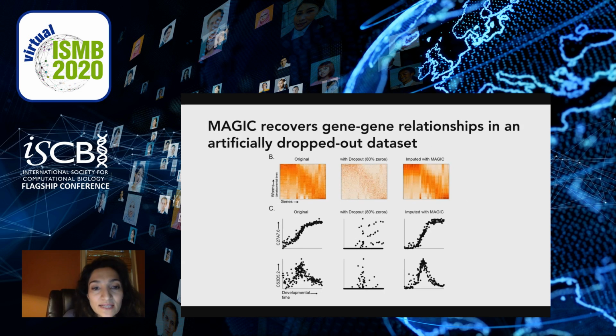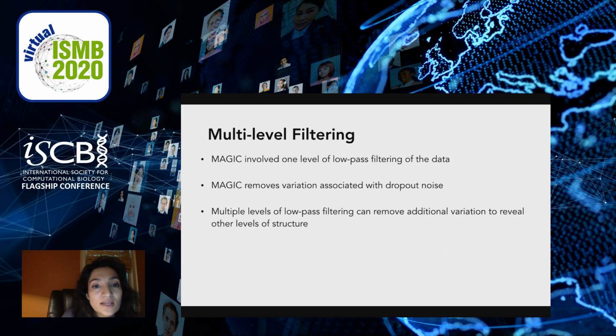And we've validated in data, for example, that doesn't have this kind of dropout, that if we artificially add it in, the MAGIC method can recover the data from the dropout and also any other kinds of noise that are in there. So MAGIC involved one level of low-pass filtering of the data, and this achieved the first goal I talked about, which is to remove variation associated with dropout noise. But what if we kept filtering at multiple different levels?